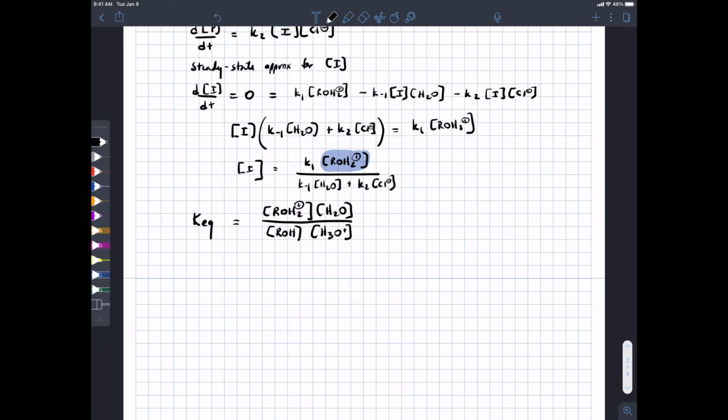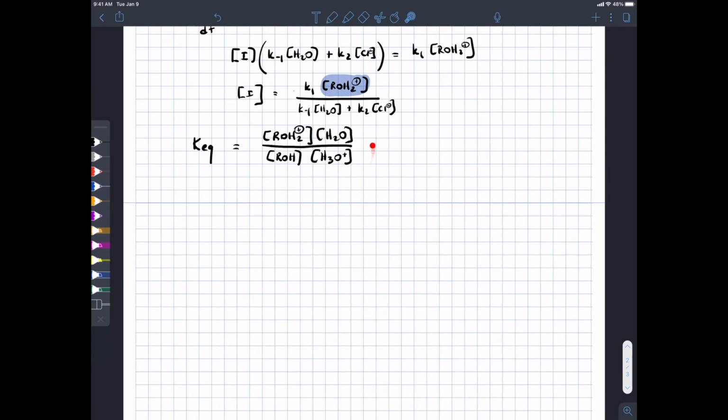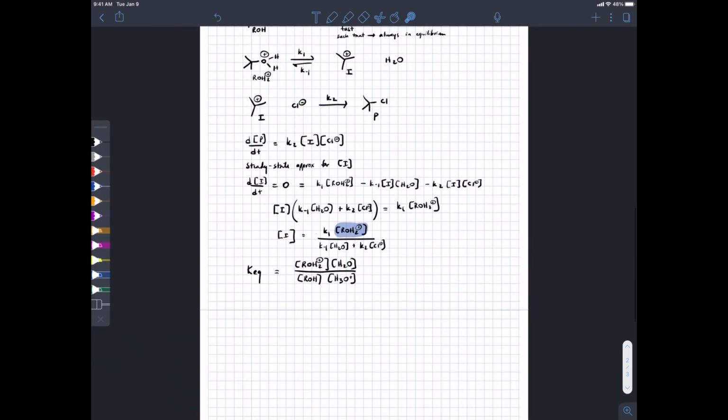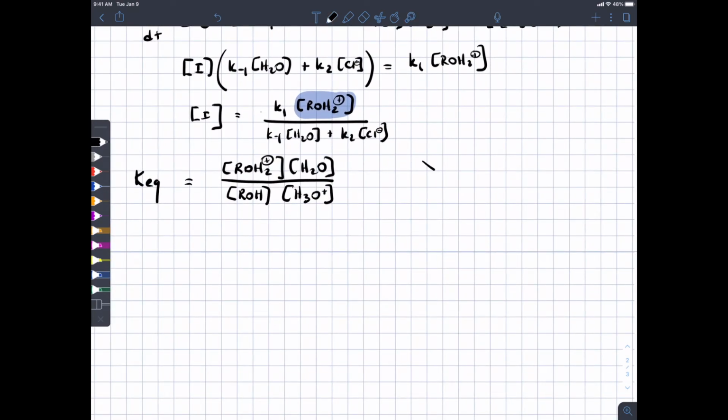Okay? So this is how we write the equilibrium constant for that reaction that replenishes ROH2 plus from hydronium and the alcohol. But we ought to remind ourselves that we know what the pKa of this oxonium ion is. The pKa refers to the following acid dissociation reaction, where Ka is going to equal H3O plus times the concentration of alcohol ROH divided by the concentration of oxonium ion.